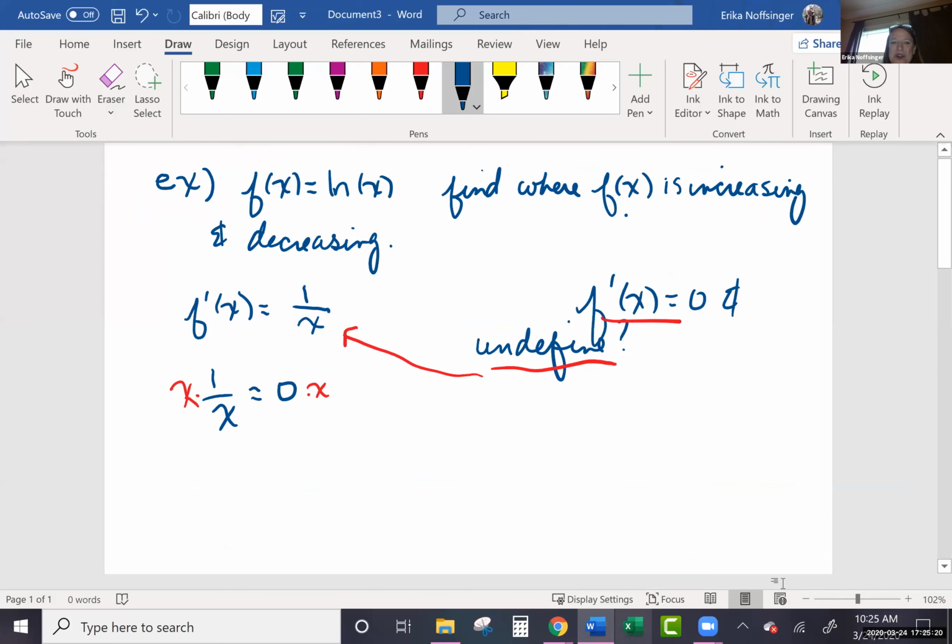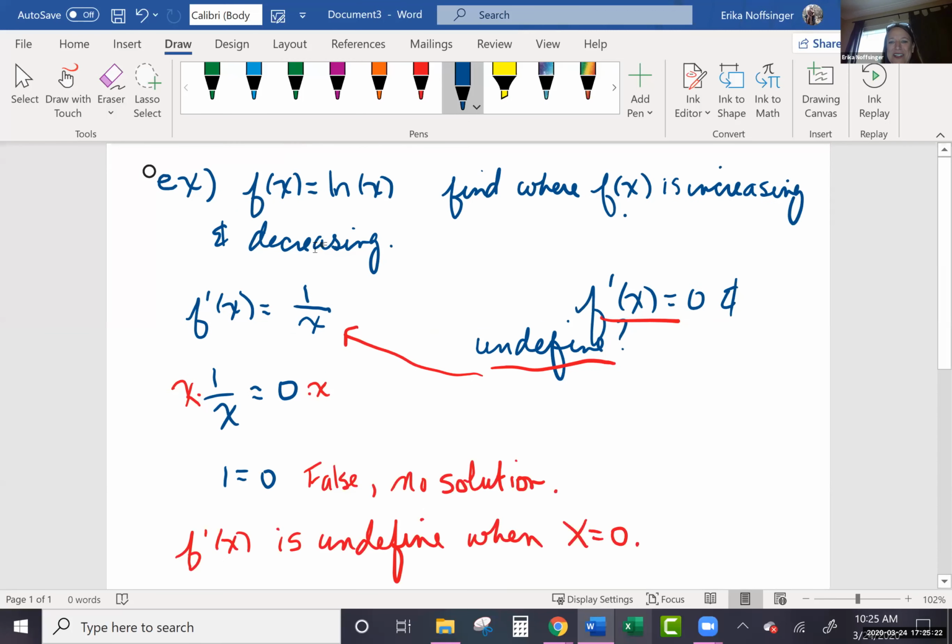Okay, so we are looking at f of x equals ln of x, and we're trying to find where it's increasing and decreasing. When we're looking at where a function is increasing and decreasing, the first step is to take the derivative of the function. We took the derivative of natural log of x and found that it was 1 over x.